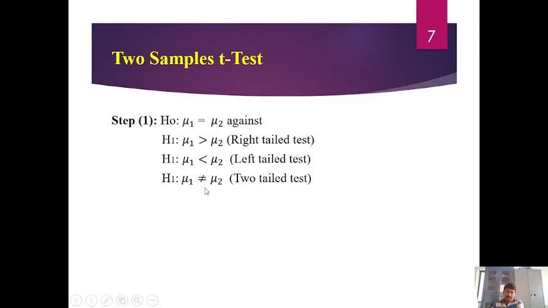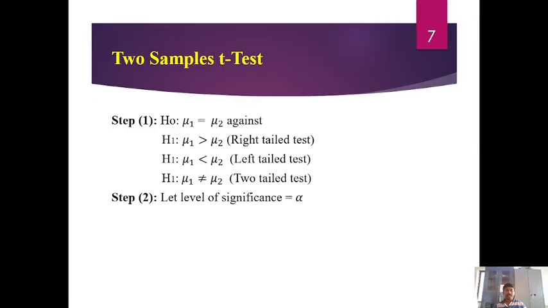So now the next step, step 1 of this testing of hypothesis, is we have to set up our hypothesis H0 as mu1 is equal to mu2 against H1 may be mu1 greater than mu2, or mu1 less than mu2, or mu1 not equal to mu2. So first is called right tail test or one-sided test of right side. Second one is called left tail test or one-sided, and last one is called two-sided test.